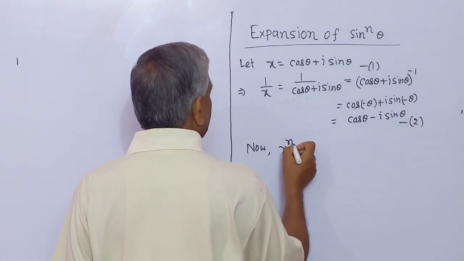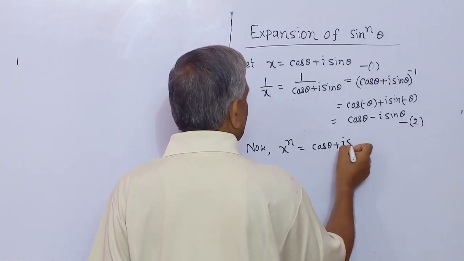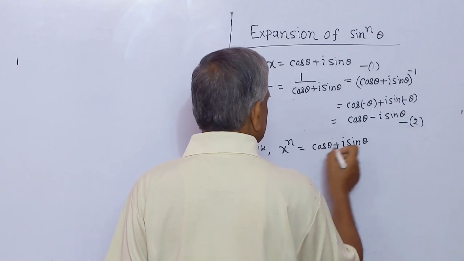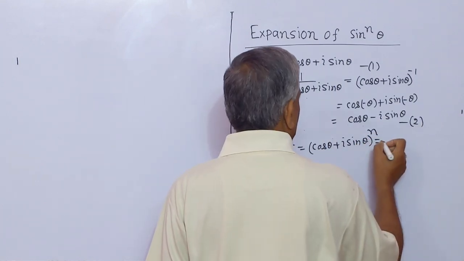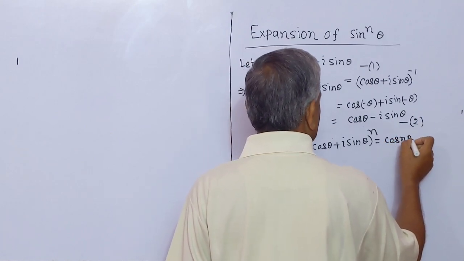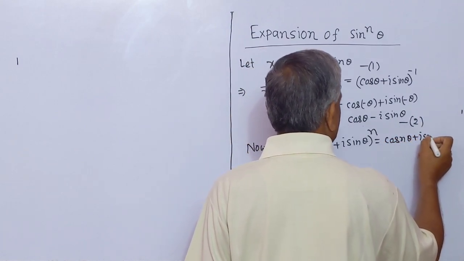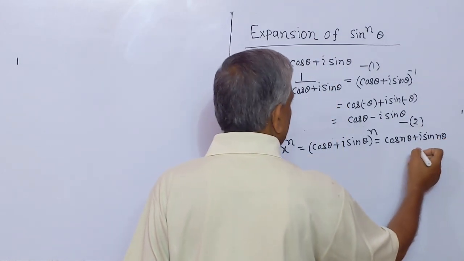Now, x to the power n equal to cos theta plus i sin theta whole to the power n. By using De Moivre's theorem, this is equal to cos n theta plus i sin n theta. This is number 3.